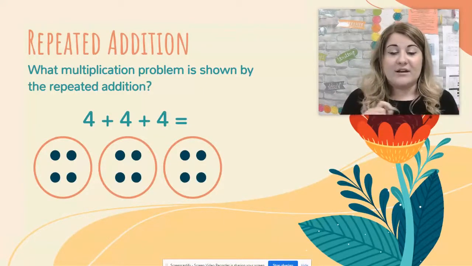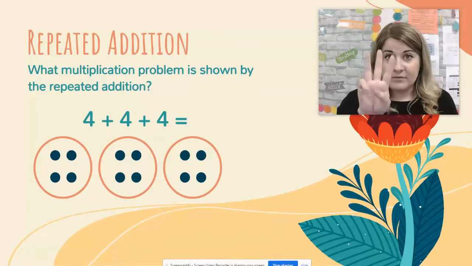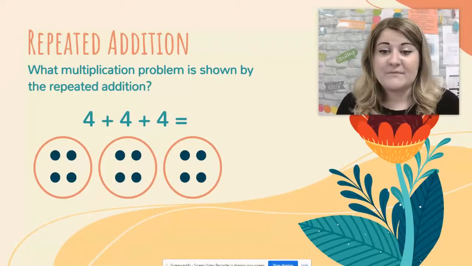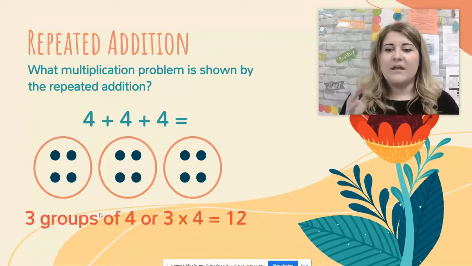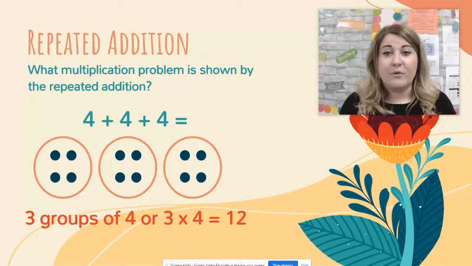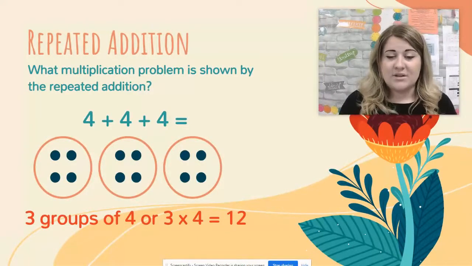So the first number would be how many groups there are. How many groups are there? There's 3 groups. So it'd be 3 times, how many is in each group? 4. So 3 times 4 equals 12. Now, you could think of it this way: 3 groups of 4 or 3 times 4 equals 12. 12 is our product. It's the total.